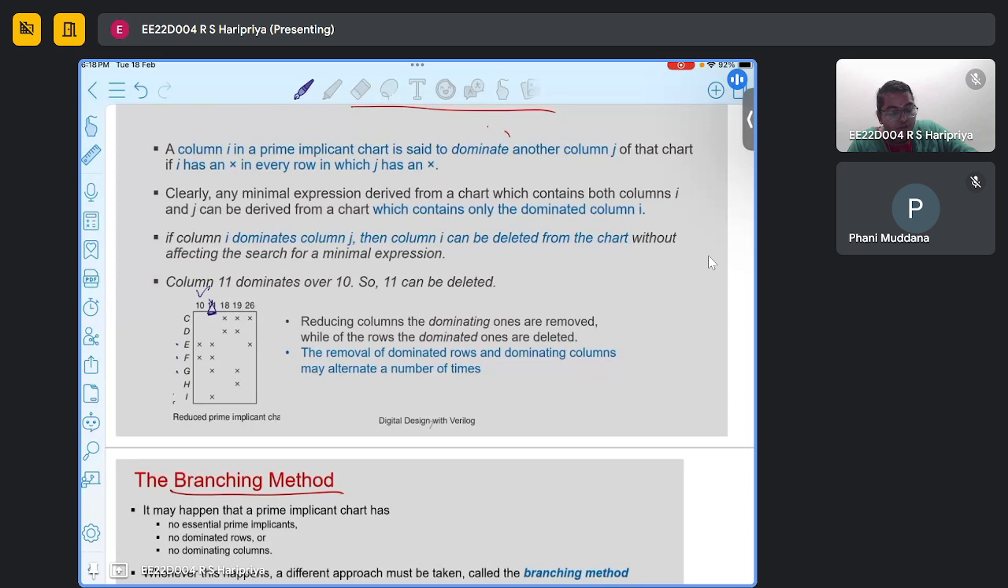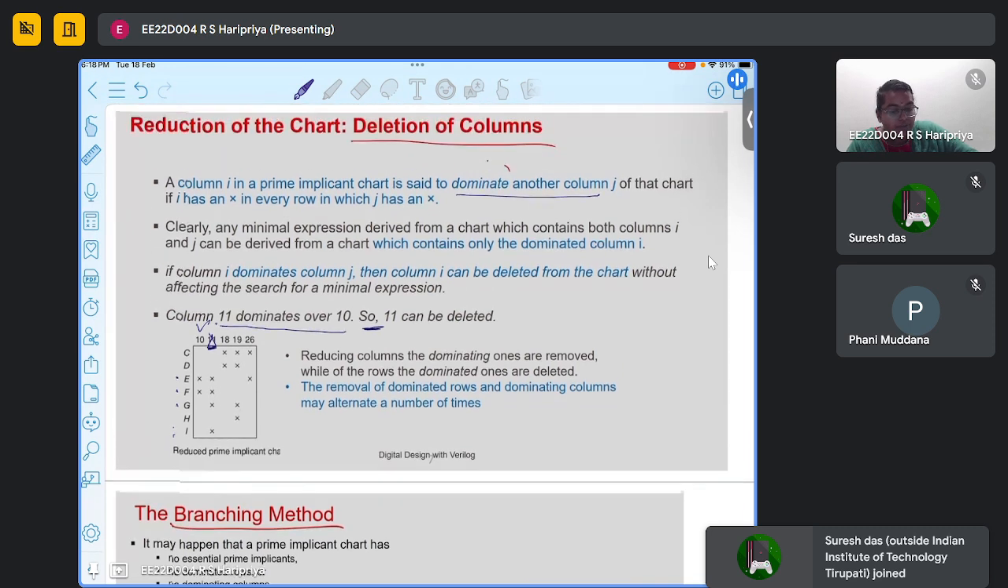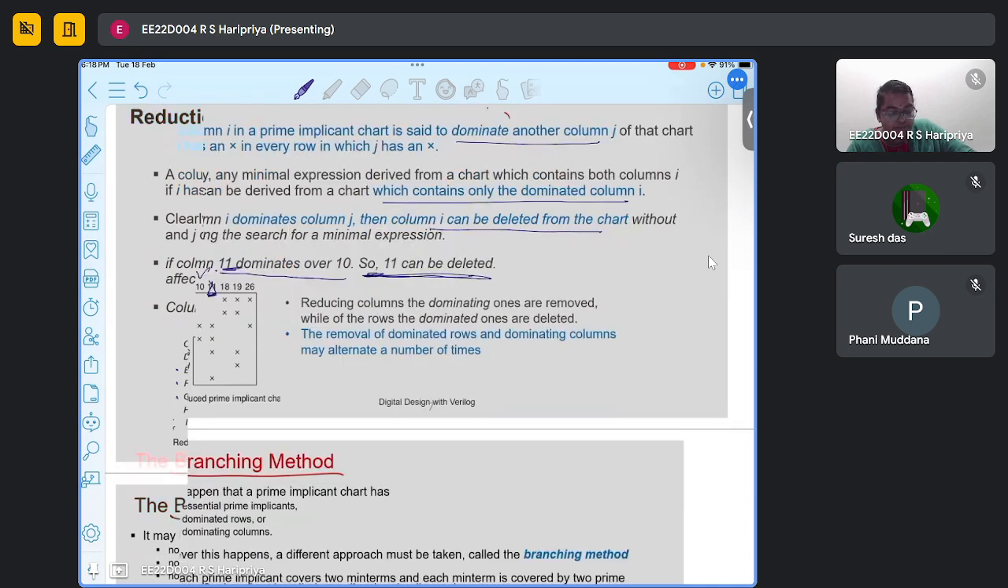So if we read: the column i in the prime implicant chart is dominating column j. So here 11 is dominating over 10, and whichever column is dominating, we will delete that column. So here the expression which contains only the dominated. So if i dominates j, then i is deleted from the chart. So we will remove this i, that is the 11th.